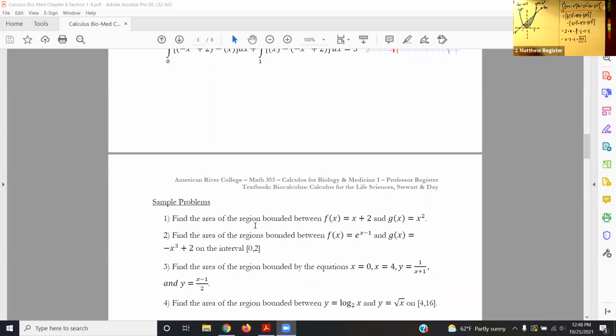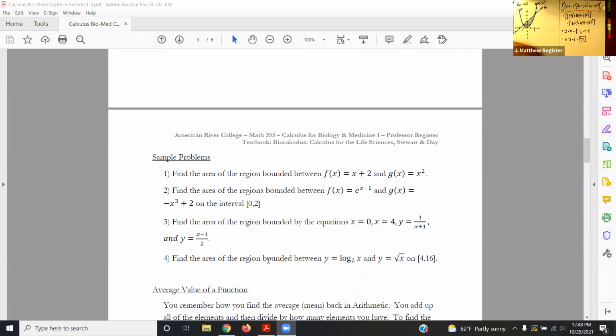Let's do one more of these. All of these look equally bad, but number 3 looks especially fun. And so let's try number 3 real quick.